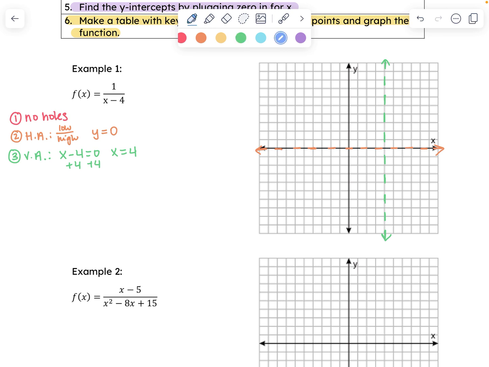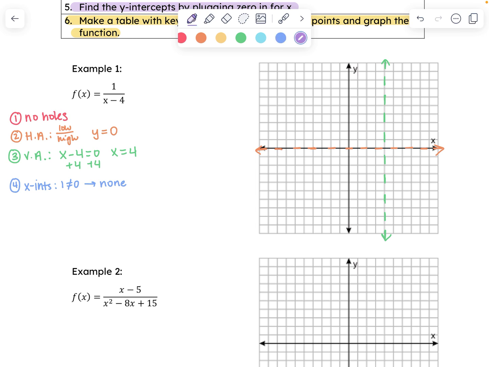Okay, now I need to find some actual points to put on my graph, so we're going to try and find some intercepts here. I'm going to start with my x-intercept. It's where we take the top and set it equal to 0, our numerator. Our numerator is just 1 though, and that can't ever really equal 0, so that means that we have no x-intercepts, that there are none. So, no x-intercepts, that doesn't really help us a whole lot.